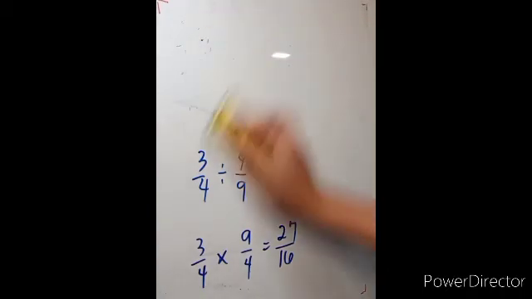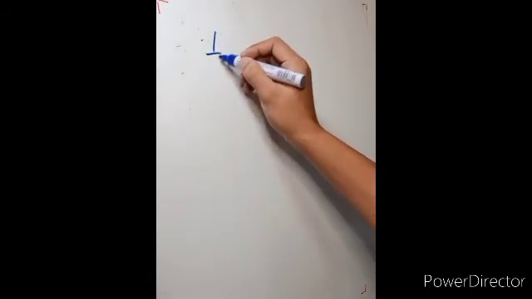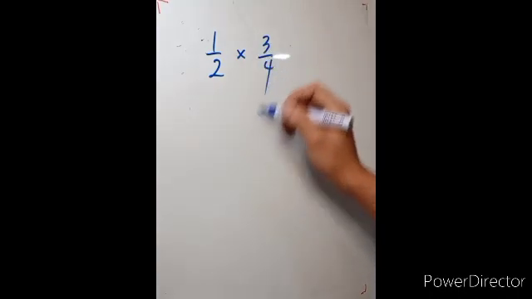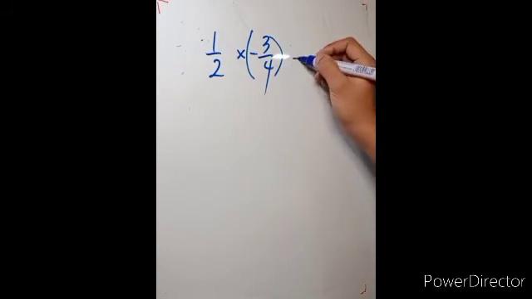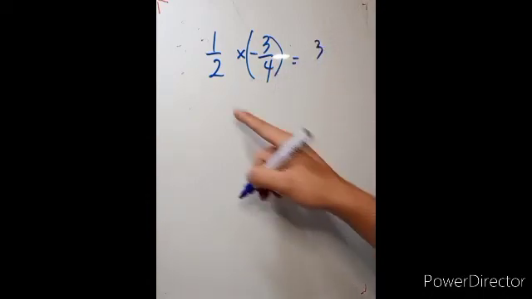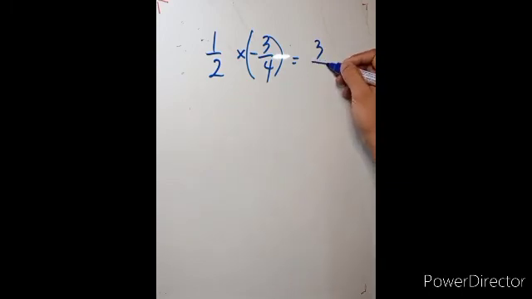Next. For example, how about if the other given is negative? So 1 over 2 times 3 over 4, and 3 over 4 is a negative. So again, we will multiply numerator by numerator. So 1 times 3, that is 3. And multiply denominator by denominator. So 2 times 4, that is equal to 8.